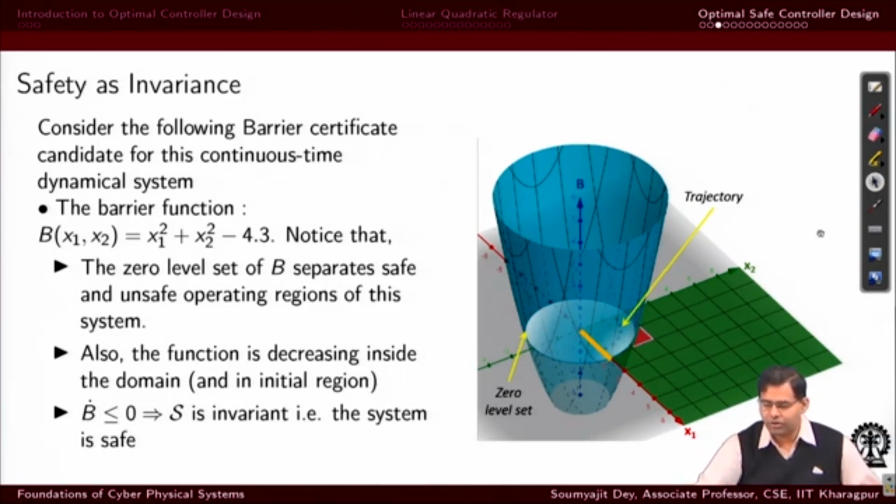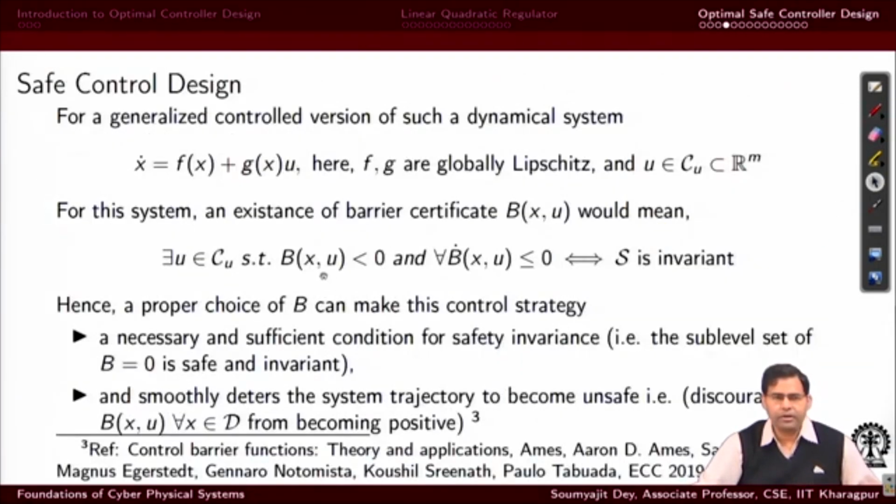Now, we want to design the control so that the barrier's value satisfies these conditions. This is how we are going to make a choice of barrier and the control strategy: given the safe region, we will try to define the barrier function, and we will see that this necessary and sufficient condition of safety invariance is satisfied.